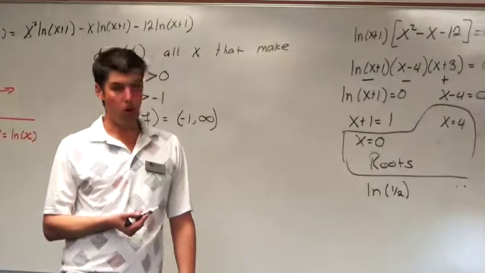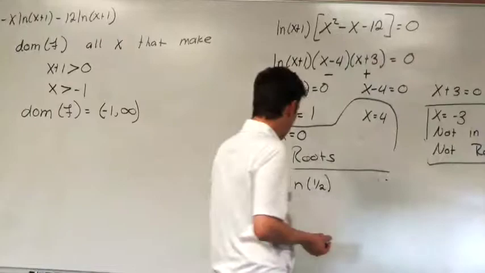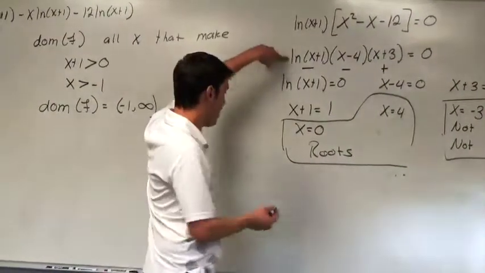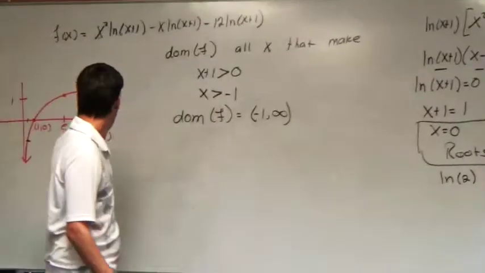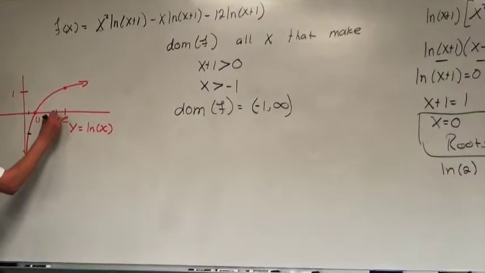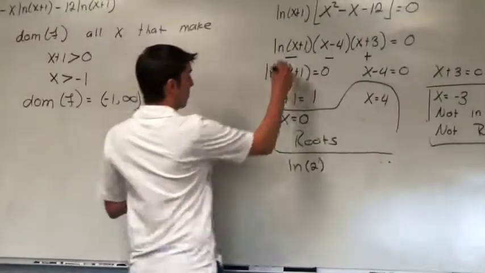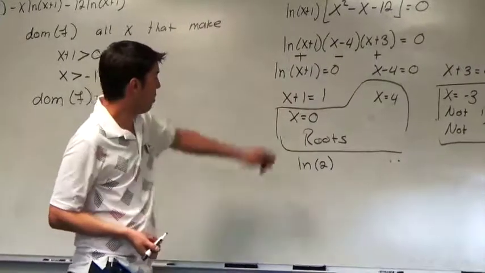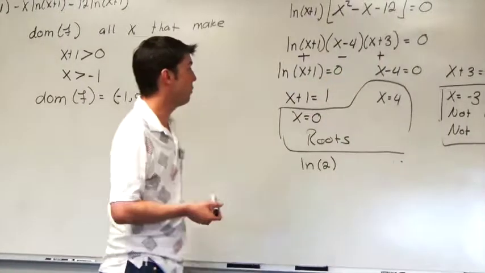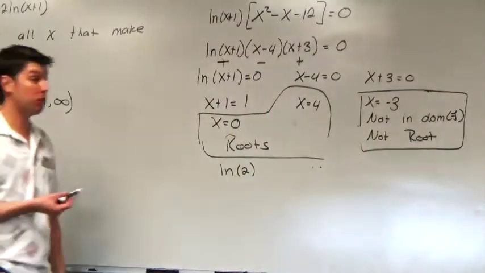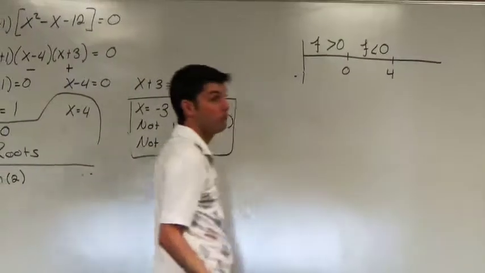Between 0 and 4 lives 1, so plug 1 in. If we plug 1 into this logarithm, we're going to get natural log of 2, and according to the graph, natural log of 2 is some positive value. If x is 1, 1 minus 4 is negative, and 1 plus 3 is positive, so we have two positives and a negative. That multiplies to be negative. So our function is less than 0.